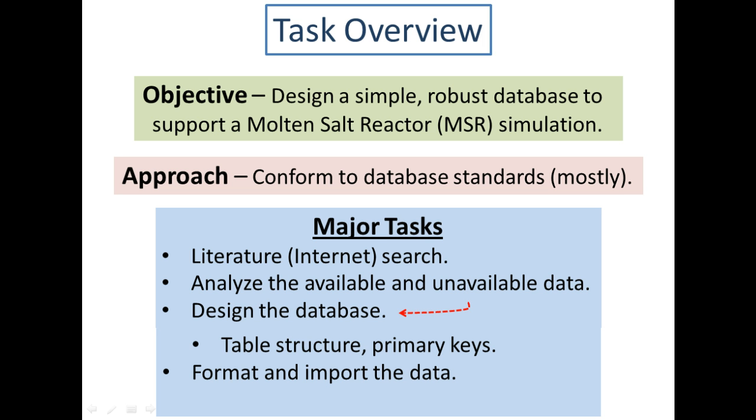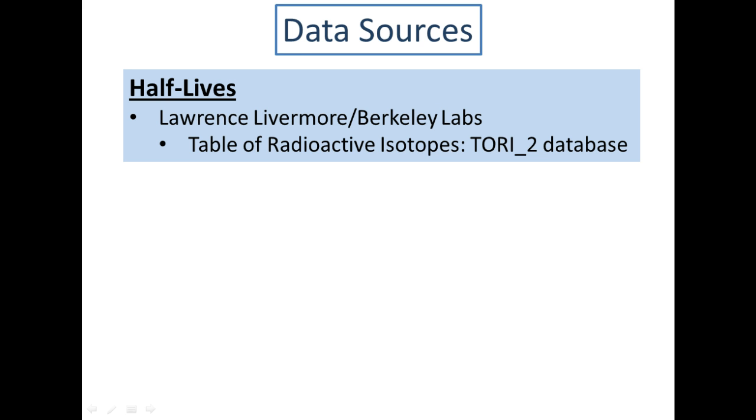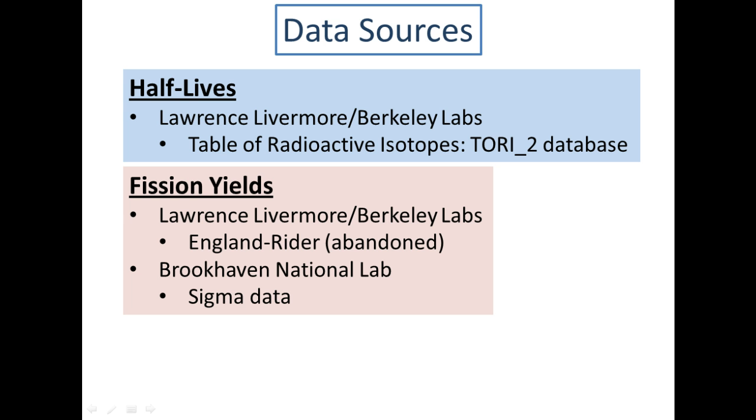Formatting and importing the data is rather mechanical. Quality control is not. The most convenient data was already in Microsoft Access files at Berkeley. These needed some work, which we'll cover next. The fission yields data started at Berkeley, but the Brookhaven data was more conveniently formatted, and it turned out more accurate.